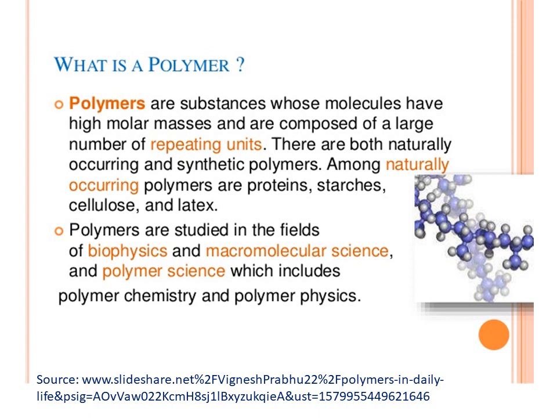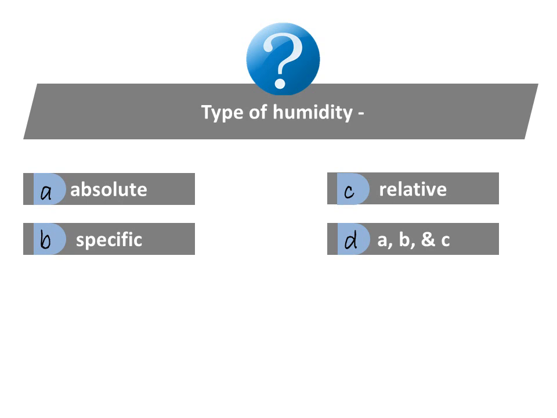Okay? Next question. Type of humidity. A. Absolute. B. Specific. C. Relative. Or D. All of the above. A, B, and C. Again, type of humidity. A. Absolute. B. Specific. C. Relative. D. All of the above. The correct answer is letter D. All of the above. So, yung absolute humidity, specific humidity, and relative humidity are all types of humidity.